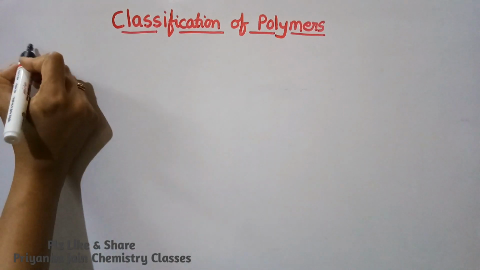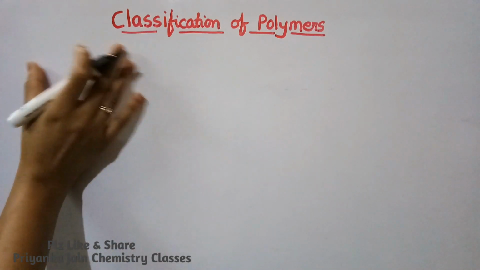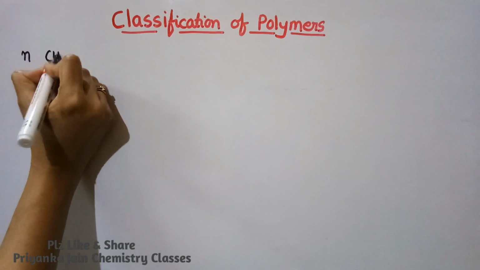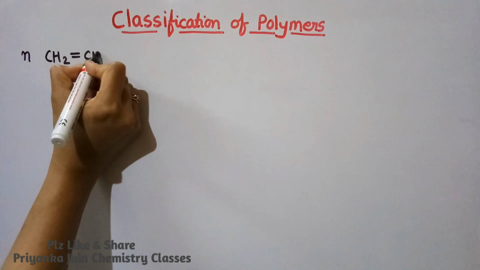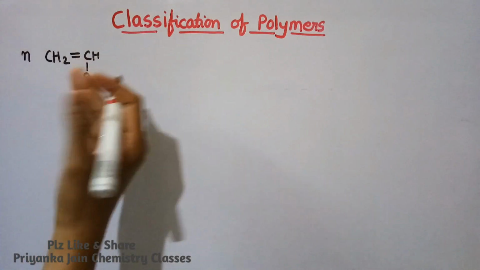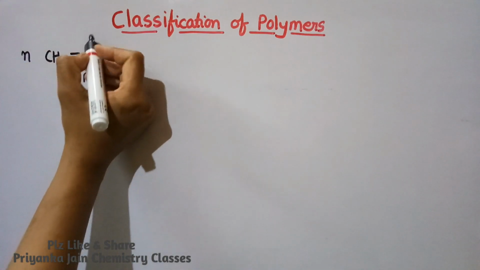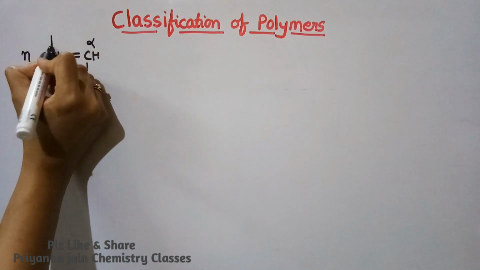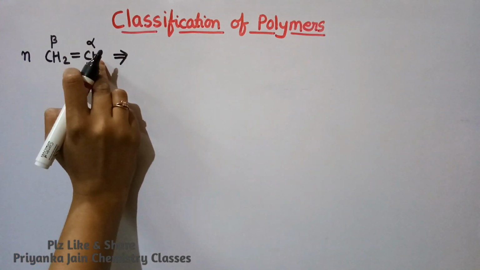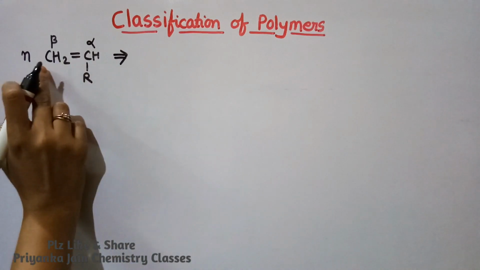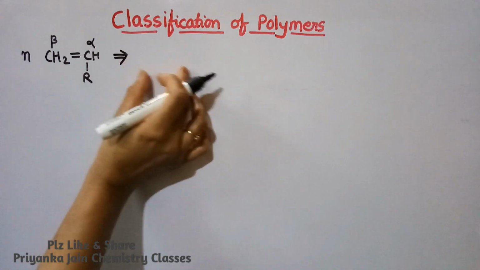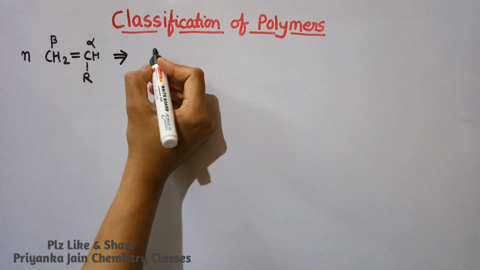We know that polymers are formed by the combination of monomer units. Suppose we have a monomer unit in this way, CH2=CHR. Now this can combine in different ways. Suppose this is the alpha carbon atom and this is the beta carbon atom. One consideration is that this alpha carbon will join to the beta carbon atom of another molecule. In this way, it means alpha to alpha and beta to beta linkages are formed.